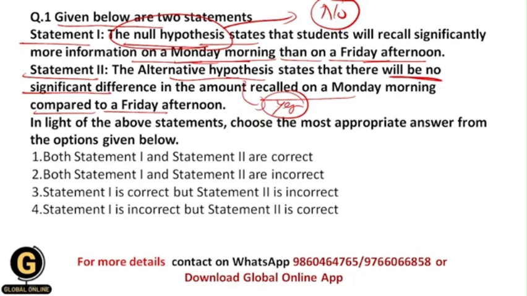Friday afternoon basically. But in the alternative hypothesis, they have stated that there is no significant difference between these two things, and that's why exactly opposite statements have been stated over here. So in the place of null hypothesis, they have given the definition of alternative hypothesis, and in the place of alternative hypothesis, they have given the definition of null hypothesis. And that's why your correct answer should be 2, because both of these statements are incorrect.